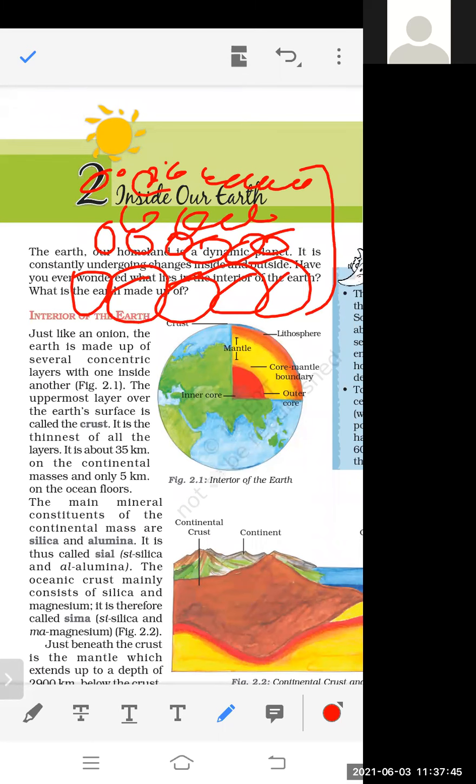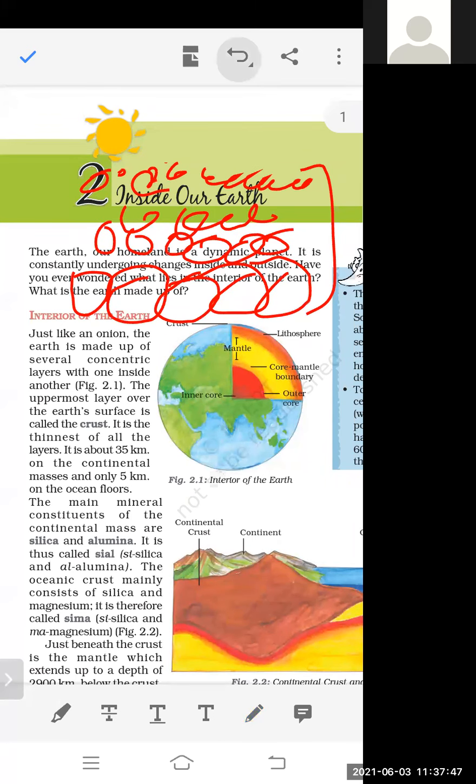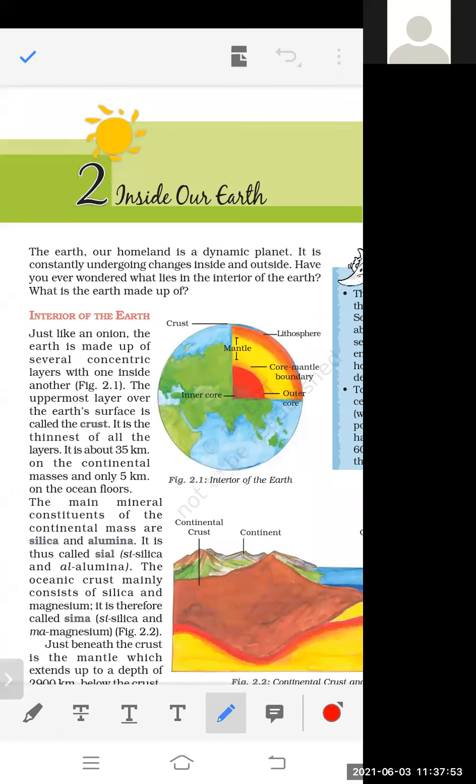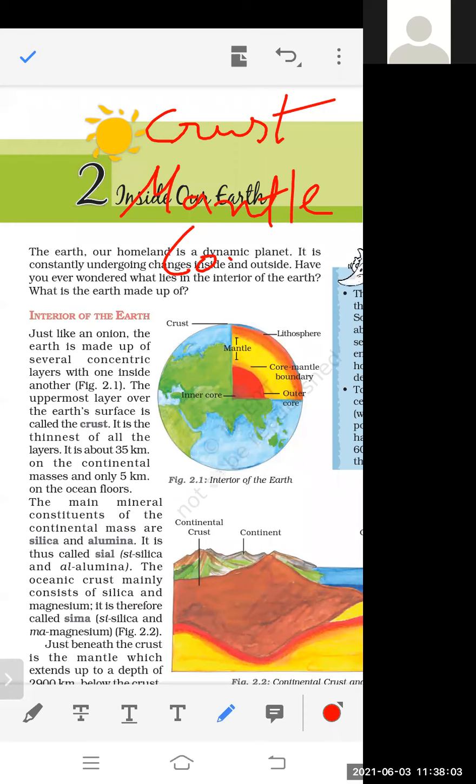So first of all, what are these layers? Basically, our earth is made up of three concentric layers. First is crust, second is mantle, and third layer is known as core, right? So one by one we will discuss. What do you mean by crust? Crust is the uppermost layer of the earth's surface, right? Means the rigid part, the solid part of the earth, that is known as crust.